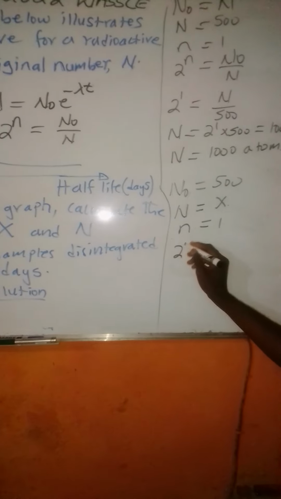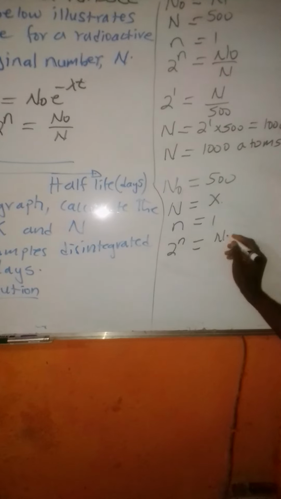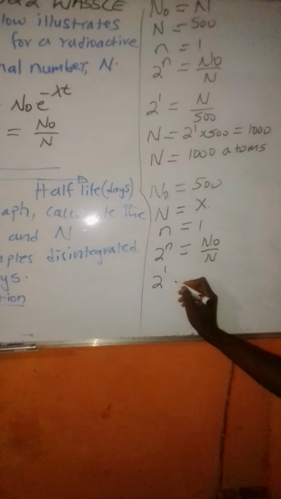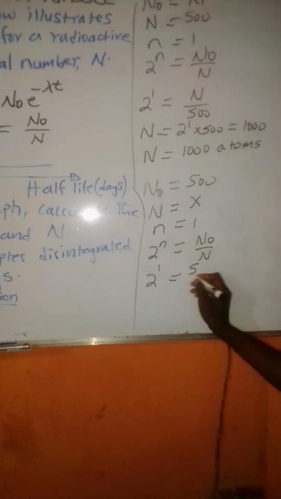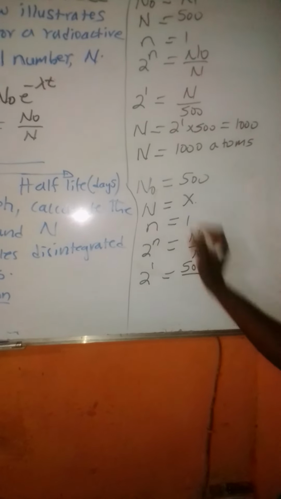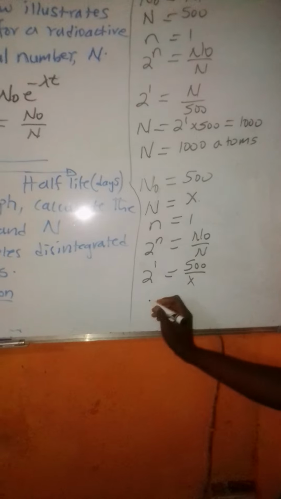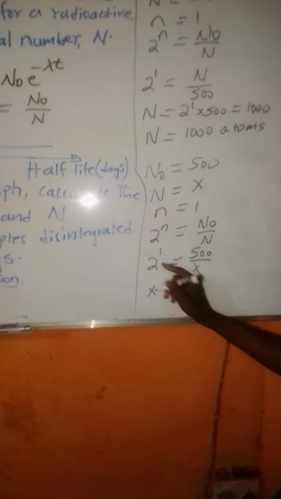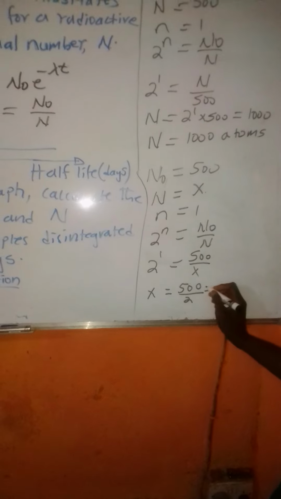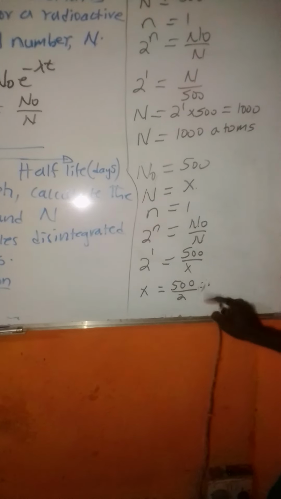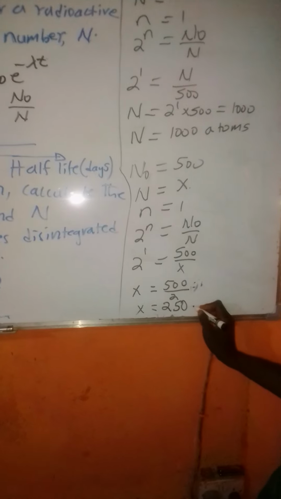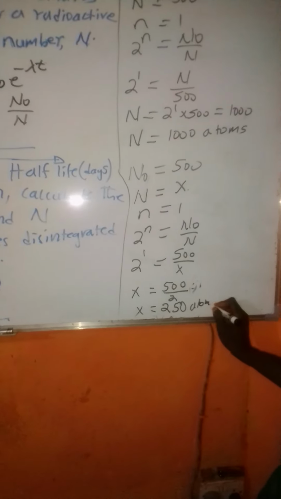So we also use this formula, 2 raised to n equals N0 over N. So we substitute n is 1 and N0 is just 500, divided by N, which is what represents x. So if we interchange now, x is going to be 500 divided by 2 raised to 1, which is the same as 2. So this gives us x as 250 atoms. So this is how we have it.